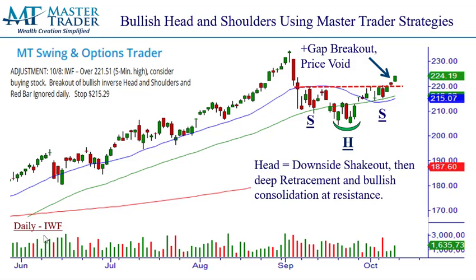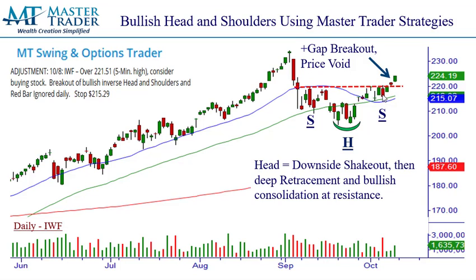This was a beautiful one, IWF, which is an ETF. It's similar to the Qs, but different. And we actually like this one better than the Qs because, well, let's start here from the bottom. This is bearish. That's a bearish retracement in this uptrend. Bearish consolidation, bearish gap. This was all bearish until this little retest right here. And then this bar closed deep into the red bar, and then it had a bullish gap breakout. That's where this became the low of the head. Then it went sideways. This is bullish price action at resistance.